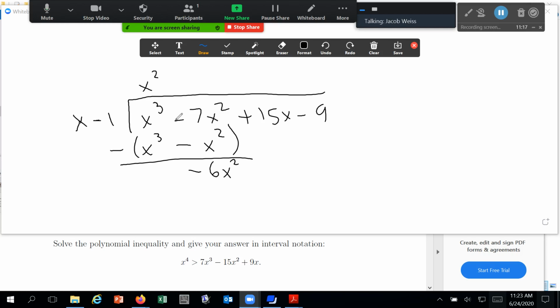So then we bring down the next term, which is plus 15x. And once again, we compare this x here and this negative 6x squared. I have to multiply x by negative 6x in order for those to match up. So then I'm going to take negative 6x times this whole thing. So negative 6x times x is negative 6x squared. Negative 6x times negative 1 is plus 6x. And then we're going to, again, subtract this.